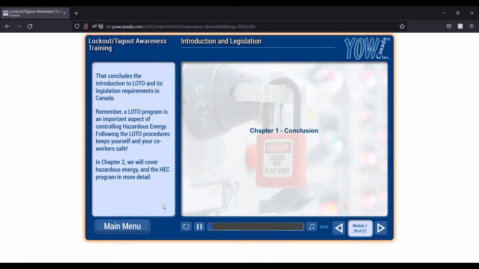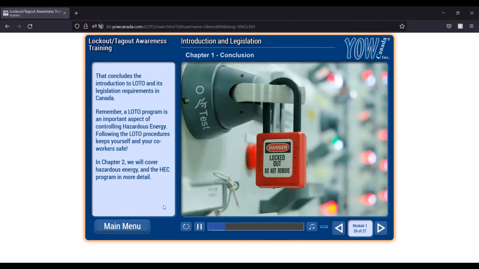Chapter 1. Conclusion. That concludes the introduction to Loto and its legislation requirements in Canada. Remember, a Loto program is an important aspect of controlling hazardous energy. Following the Loto procedures keeps yourself and your co-workers safe. In Chapter 2, we will cover hazardous energy and the HEC program in more detail.